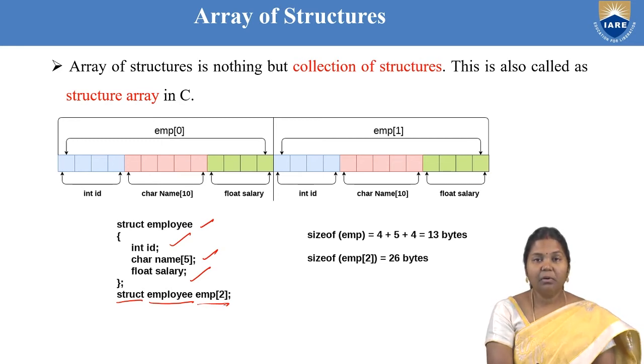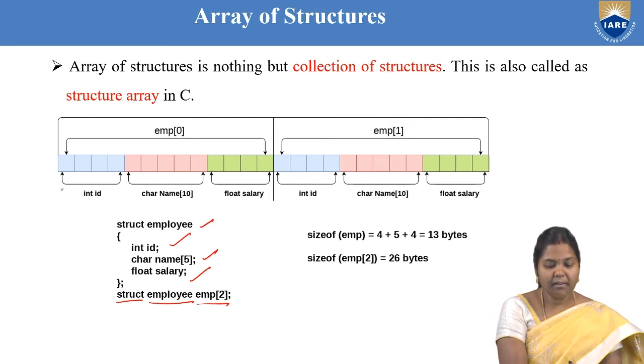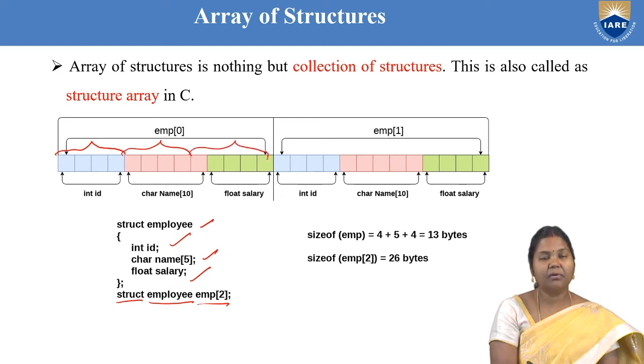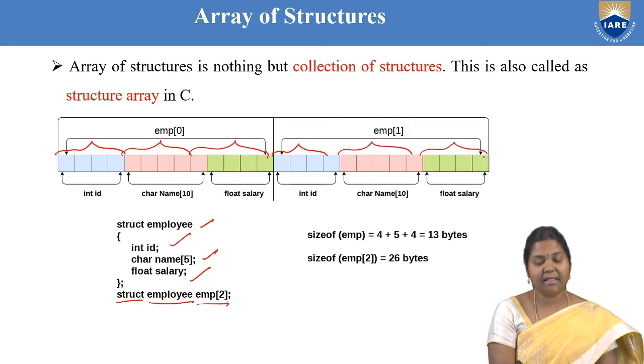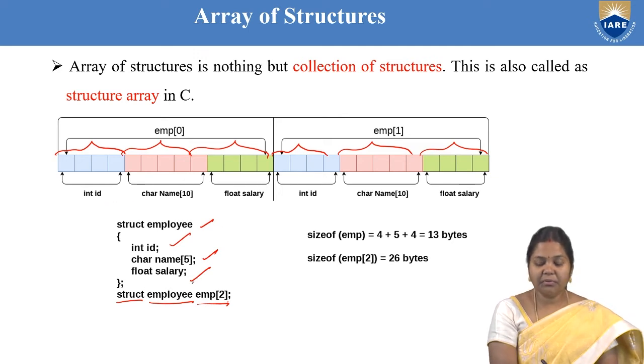Employee[0] follows the same structure record with different values. Employee[1] also follows the same structure with different values. You can see in the picture here, one structure record contains 3 attributes. One is the employee ID, the second is the employee name, and the third is the employee salary. The first employee follows the same structure, and the second employee also follows the same structure, containing the same 3 fields. Now, what is the size of one structure record?